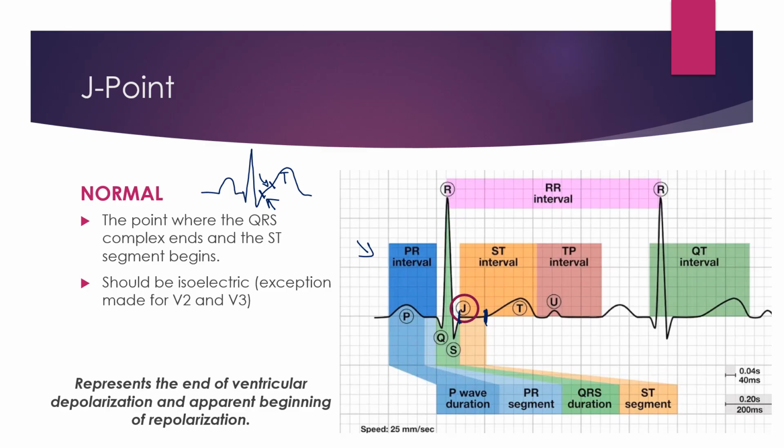In normal physiology, it should be isoelectric. So you can see here, our J point is circled. It is isoelectric, right? So our isoelectric line is here. There is an exception in V2 and V3 where a little bit of elevation is allowed. Okay.